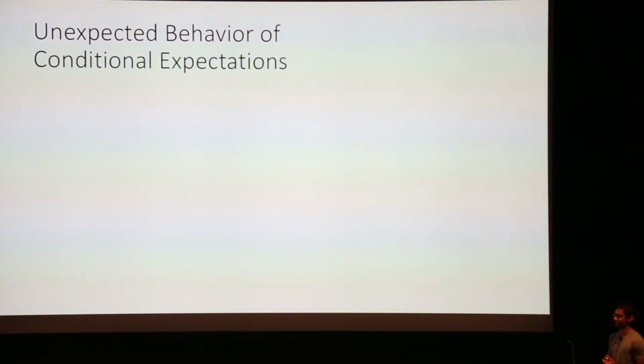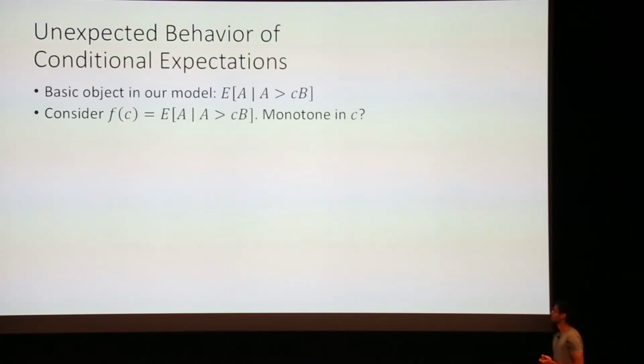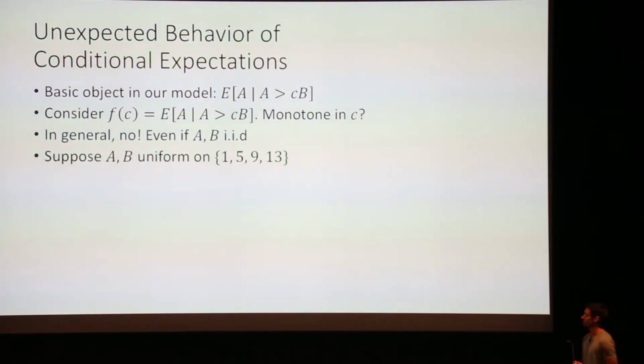Now let's move on to some unexpected behavior from conditional expectations. This is another thing that we found surprising and puzzling. One of the basic objects we work with: let's say I have 2 random variables a and b and some constant c. I want the expectation of a conditioned on the fact that it is a constant factor bigger than b. Consider this as a function of c. Do you believe that this should be monotone in c? Turns out no, even if a and b are IID.